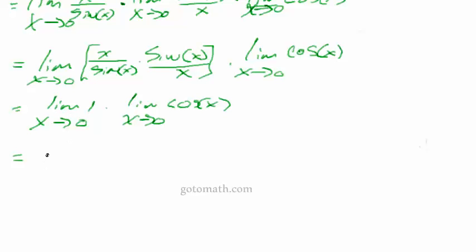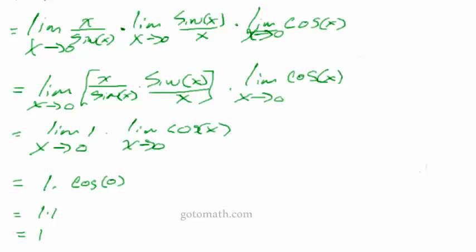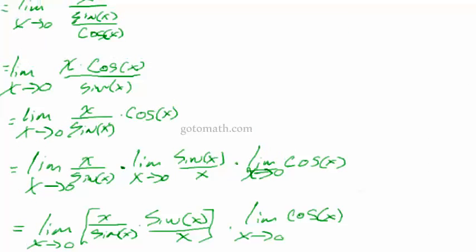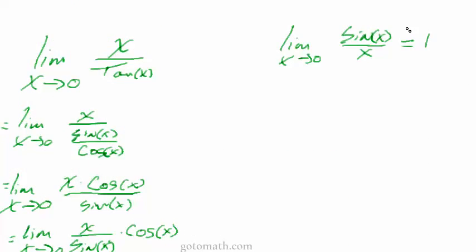Limit of a constant is just the constant, and then if you do direct substitution here, you get the cosine of 0, and of course the cosine of 0 is just 1, and so we got 1 times 1 is equal to 1. Now that's obviously the long way around this problem, pivoting off of this fact right here. Okay, that's the long way around.